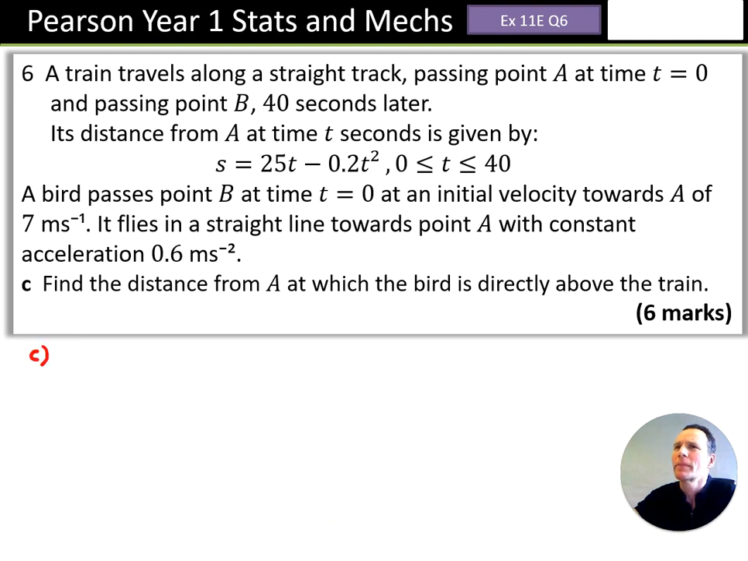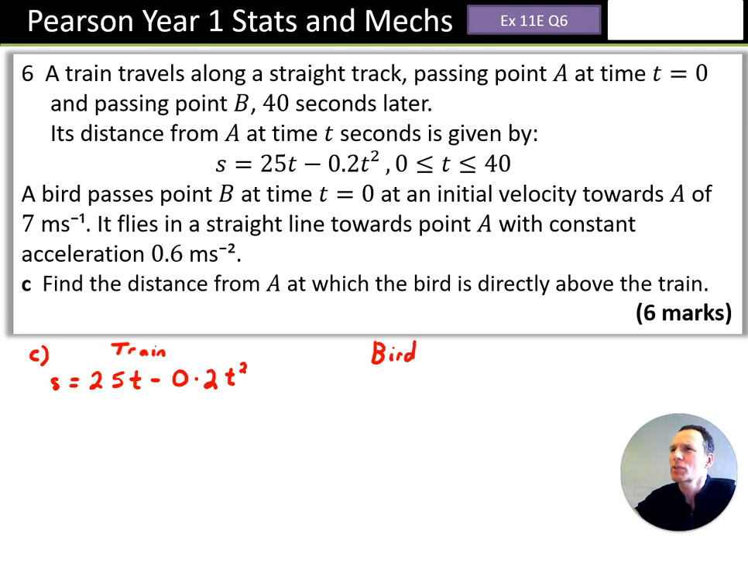Part C then. This time we've got a bird that's starting at B, so 680 meters away, and is flying back towards the train, and we want to find the point where they intersect. Well, our train distance equation is governed by this. We're given that at the start of the question.